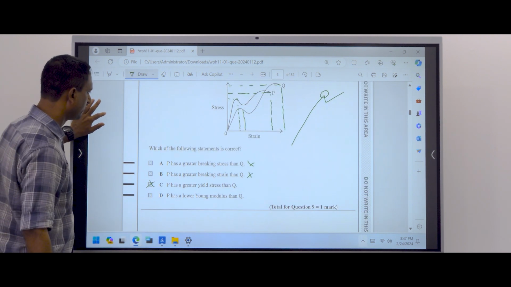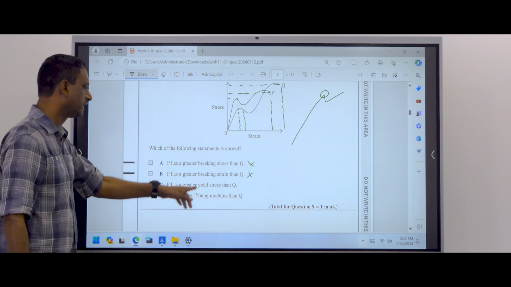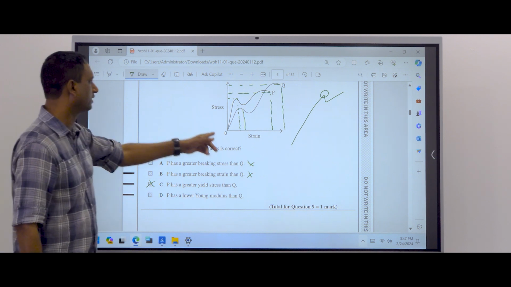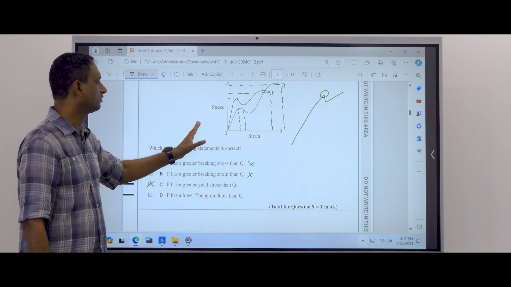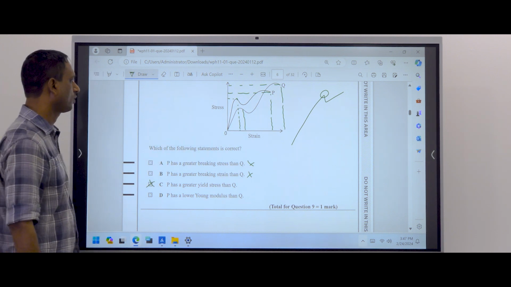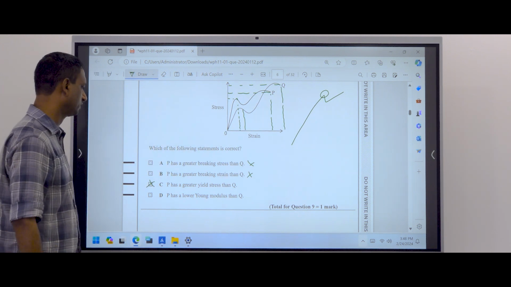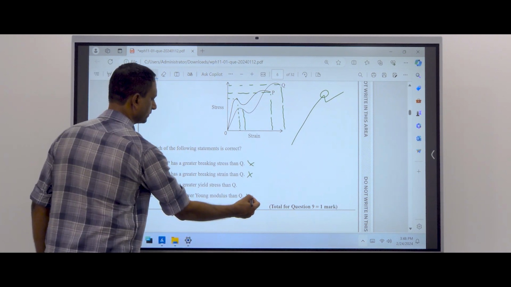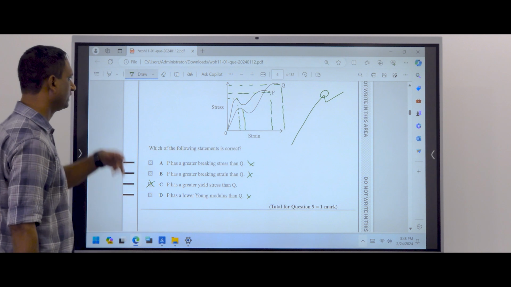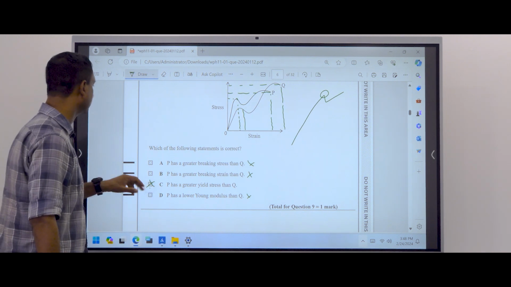And we check the other one as well. P has a lower Young modulus? P has the greater Young modulus because the gradient is the Young modulus. The gradient for P is greater. Therefore, P has greater Young modulus. Then they say P has lower Young modulus. That is wrong. Yield stress is greater for P. This is the answer.